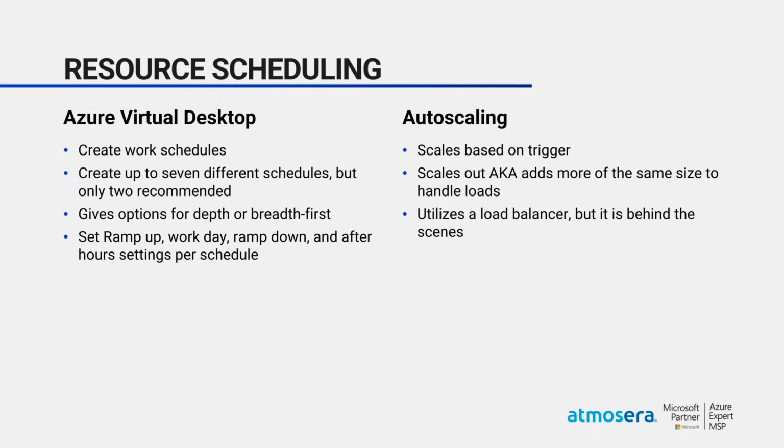The schedule allows me to set ramp up, workday, ramp down, and after hours settings per schedule. So I like to generally set this as a ramp up at 7 a.m., workday between 8 a.m. and 6 p.m., ramp down at 8 p.m. till 10 p.m., and then after hours, again, from 10 p.m. to 7 a.m. So what that allows me to do is set that depth, breadth, and triggers for different settings in these 4 different sections.